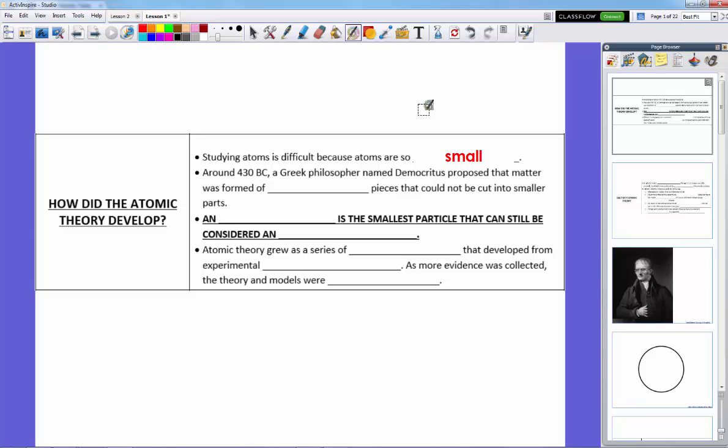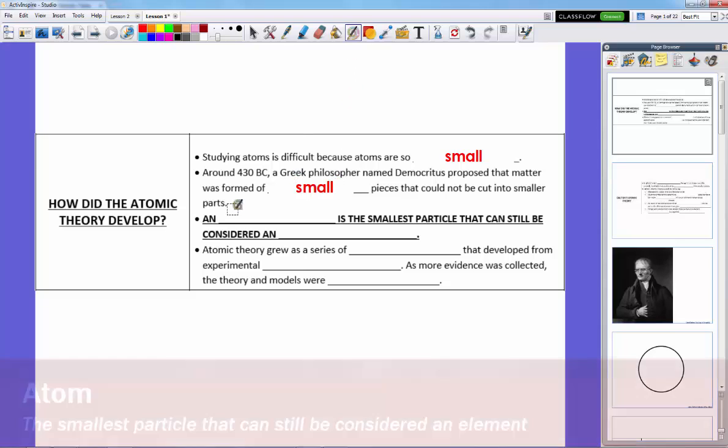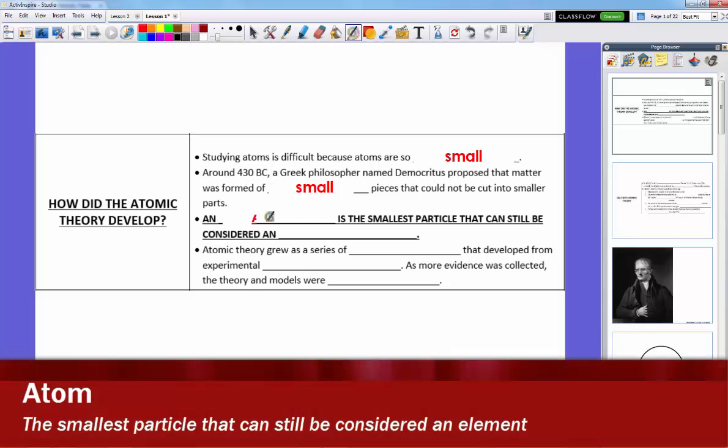If we go back about 2,500 years, to around 430 BC, a Greek philosopher named Democritus proposed that matter was formed of small pieces that couldn't be cut into smaller parts. He called those atomos, which is where we get the term atom. An atom is the smallest particle that can still be considered an element, or the one we normally use in our class is that the atom is the smallest unit of matter. Anything smaller than that is considered a subatomic particle.